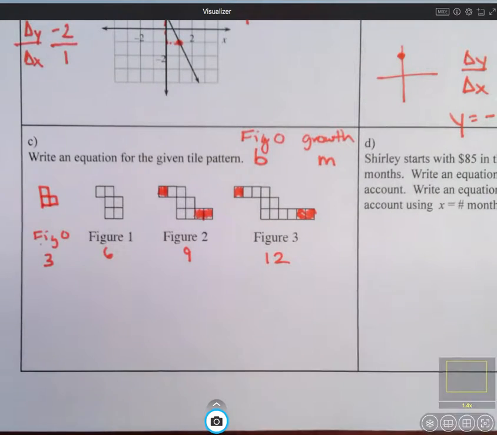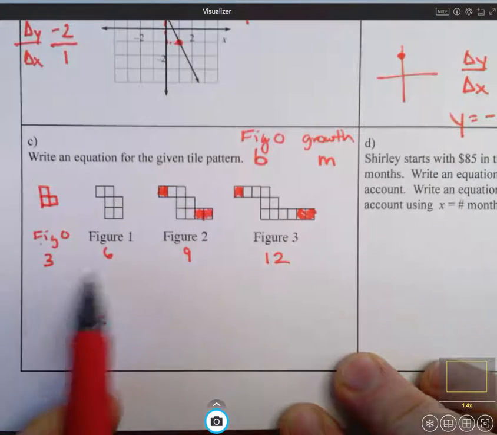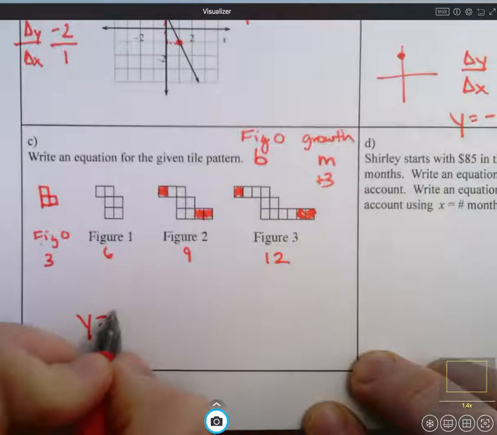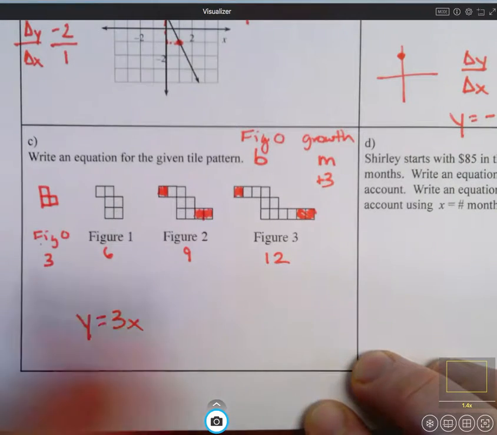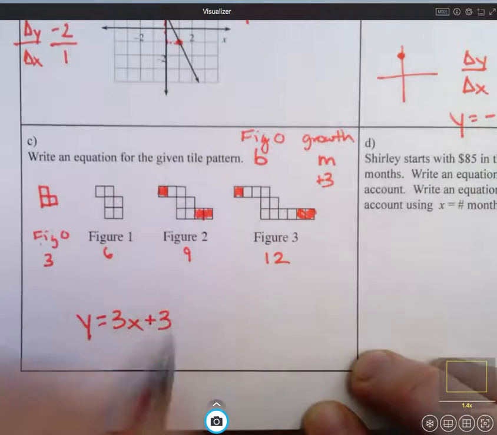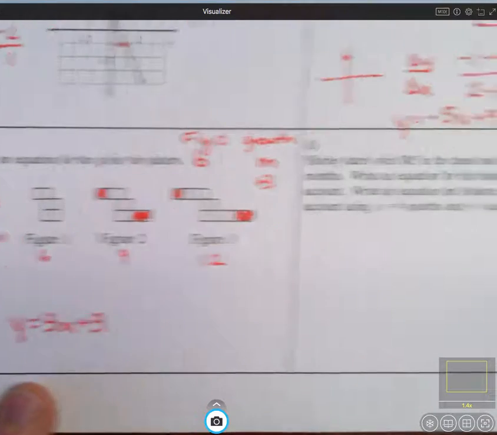All right, so my equation, my growth rate, I'm going up by 3, so it's plus 3x. And my figure 0 is also 3. So y equals 3x plus 3.